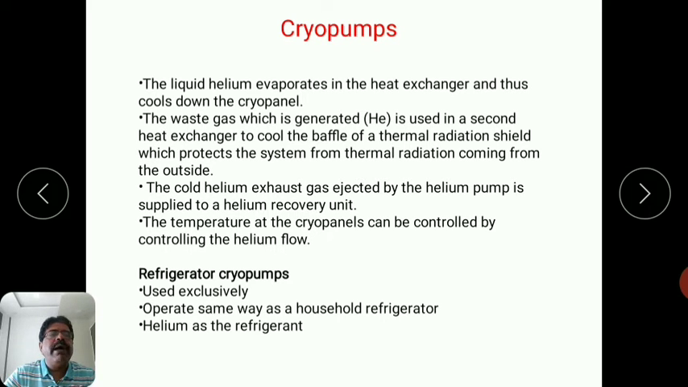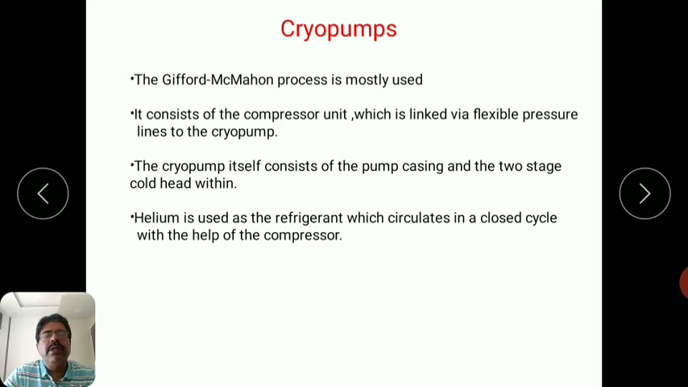So the refrigerator part is used for cooling here. This type of cryopump is used exclusively nowadays, and in this cryopump helium is used as a refrigerant. You know that in the usual household refrigerator that we use, some refrigerants are also used. Now this cryopump process was designed by two scientists, Gifford and McMahon. So this process is known as the Gifford-McMahon process for this refrigerator type of cryopump.